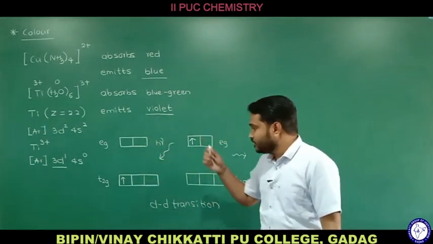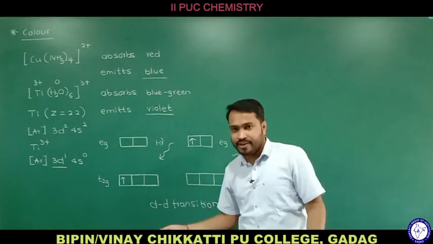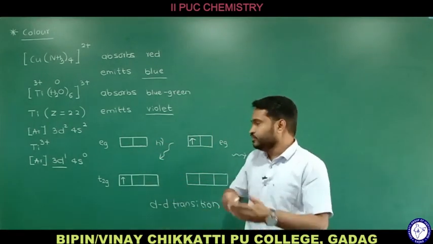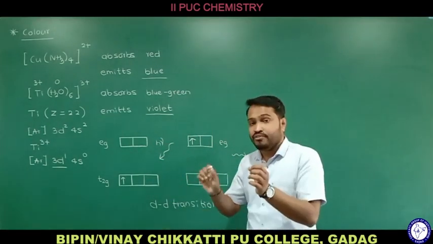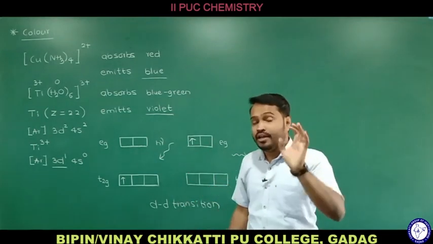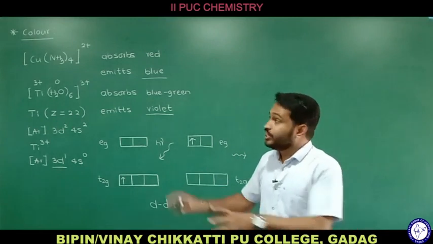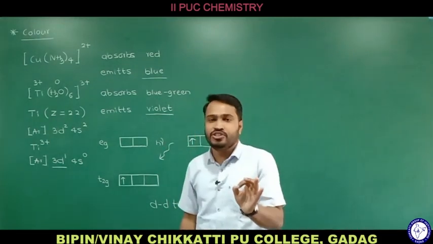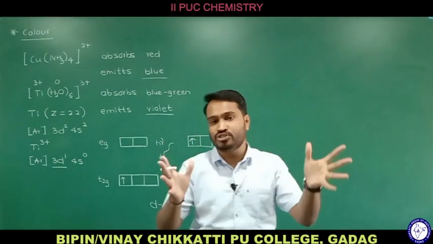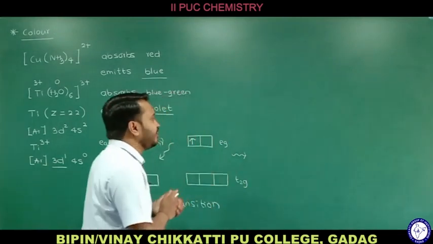This is how one electron from a lower energy level is going to be shifted to a higher energy level. Such a transition of an electron between the d atomic orbitals, we call the dd transition. So in both cases there will be a dd transition. Because of that, the coordination compounds are going to possess a certain kind of color.